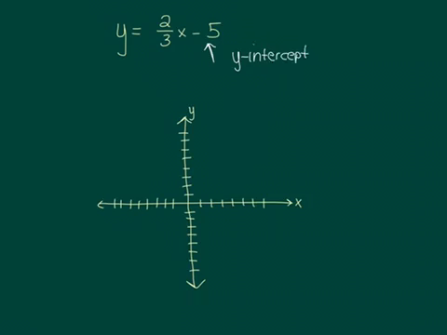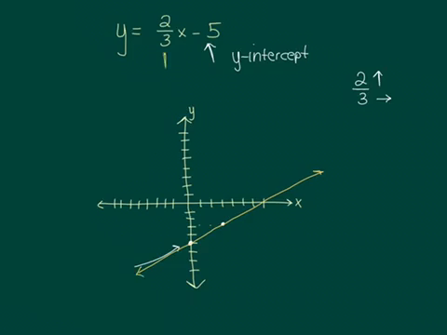So I go to the y-axis and I go down to -5, and I make a point right there at -5. Now, my slope of 2/3 tells me that I'm going to go up 2 and to the right 3 from my y-intercept. So starting at my y-intercept, I'm going to go up 2 and over 3 and make another point right there. So I went up 1, 2, and over 1, 2, 3. And there's my second point. And now I can simply connect those 2 points to have my line.